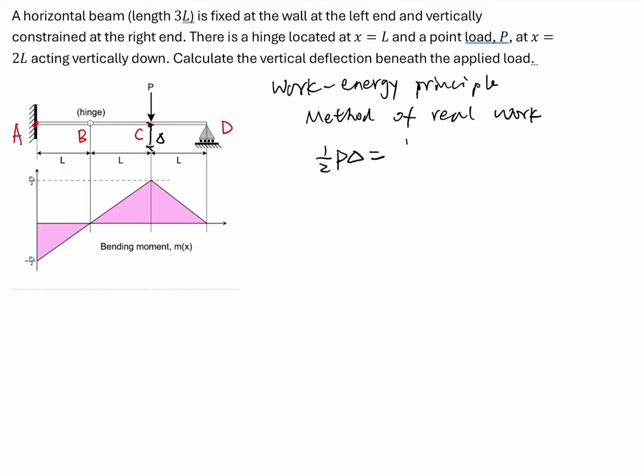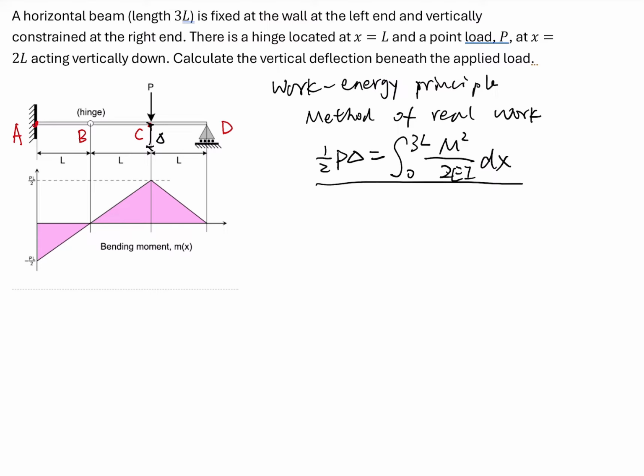So the strain energy is the integral from 0 to L, where L here is 3L, of M squared over 2EI dx. Okay, so this is the equation to calculate the deflection at point C.